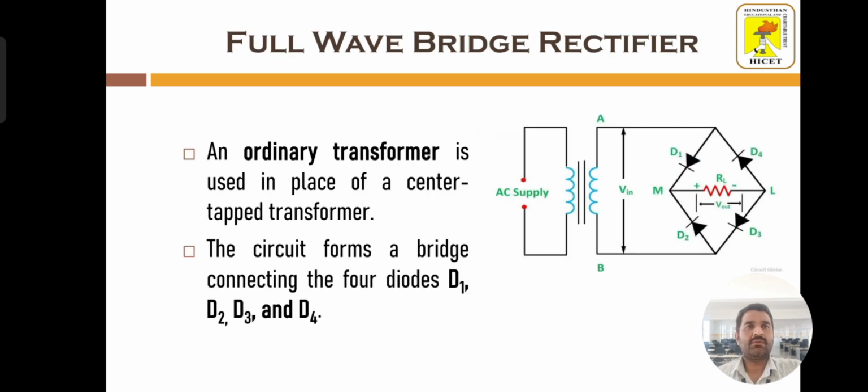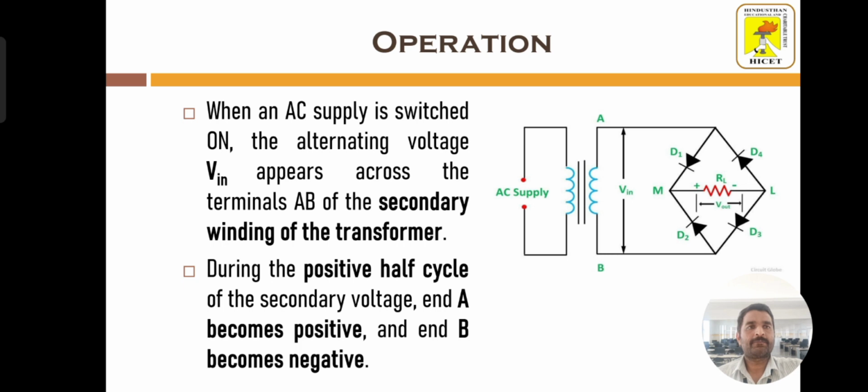This is the second type of full wave rectifier, the full wave bridge rectifier. Unlike the center tapped full wave rectifier, we have a normal transformer with a primary winding and secondary winding. The primary winding is connected to the AC supply, and the secondary winding is connected to a bridge consisting of 4 diodes, D1, D2, D3 and D4. When the AC supply voltage is turned on, there will be a voltage across the points A and B.